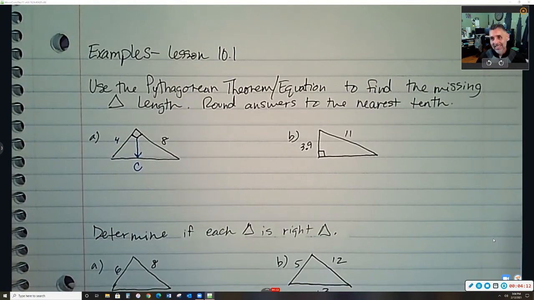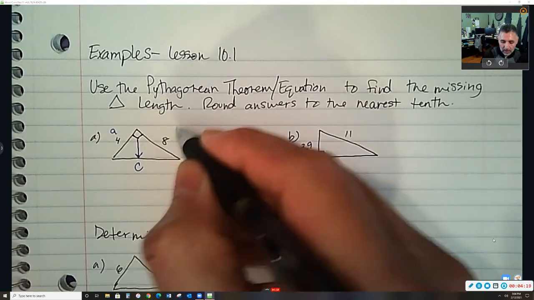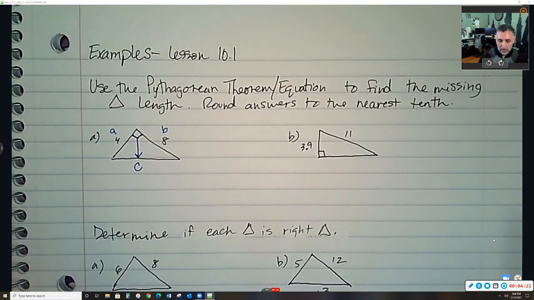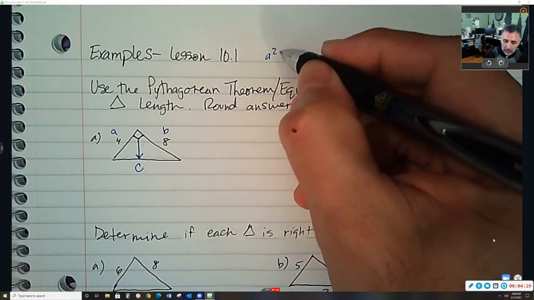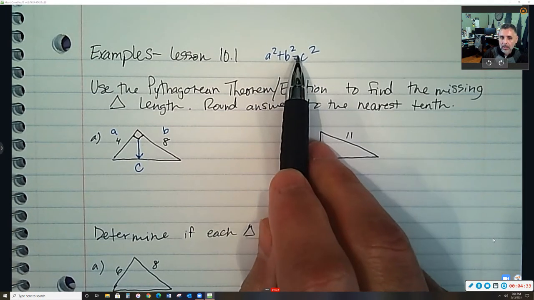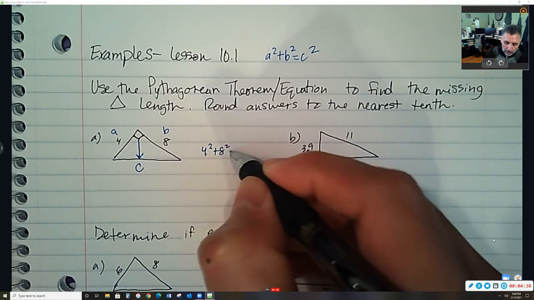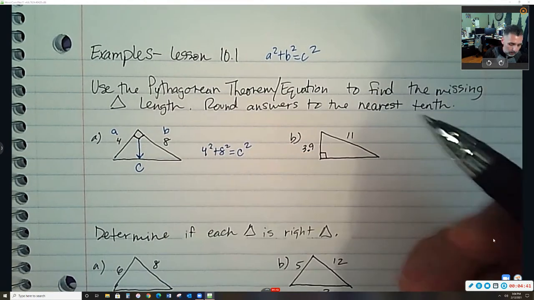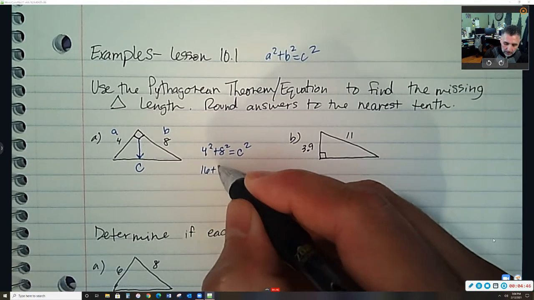which is c, and then the other two, just call them a and b. If you want, call the smaller one a and the other one b. Then I'm going to put it into the equation. Remember, the Pythagorean equation is a squared plus b squared equals c squared. I'm going to plug them into the equation and then solve it. So a is 4, b is 8, c is what we're looking for. If you square 4, you get 16. If you square 8, you get 64.